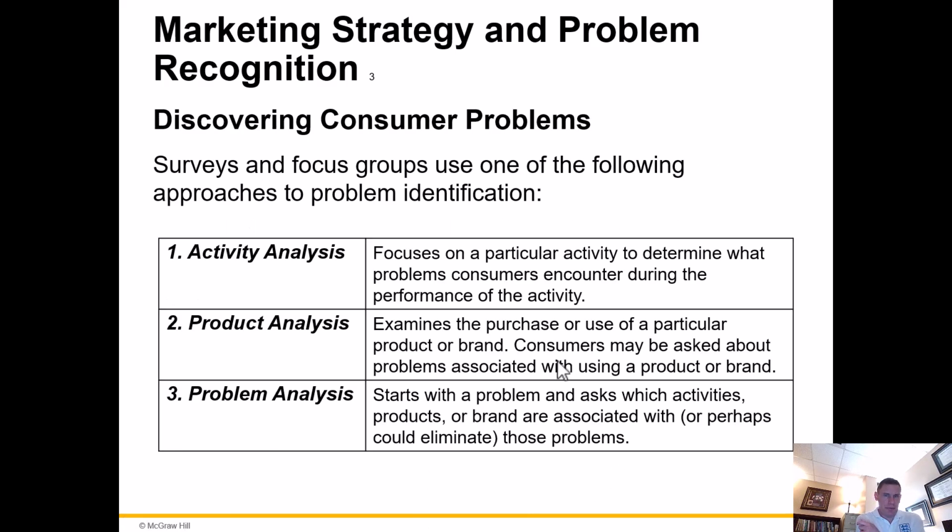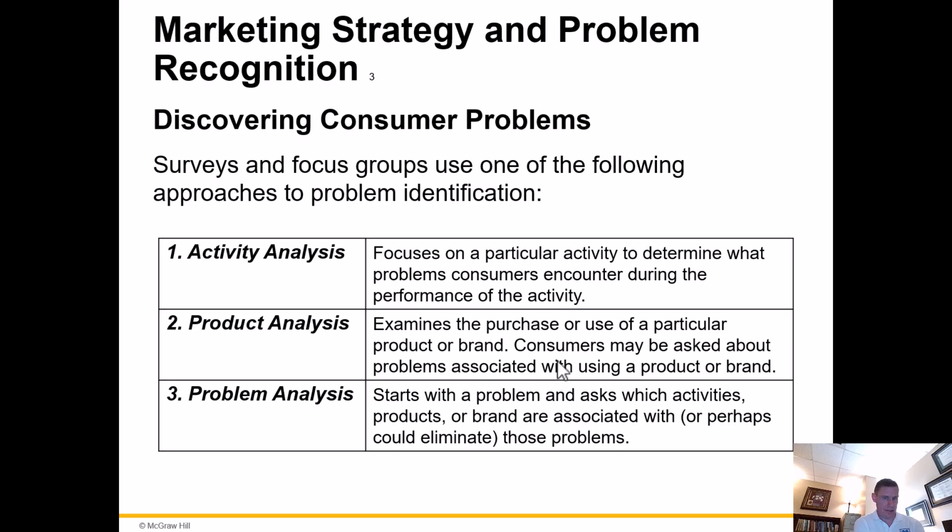Now, continuing with the theme of discovering consumer problems, let's talk about surveys and focus groups and how they can use one of the following approaches to problem identification. So, number one is activity analysis. Activity analysis focuses on a particular activity to determine what problems consumers encounter during the performance of the activity.